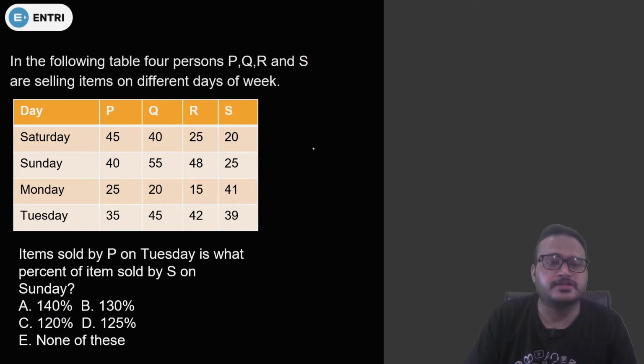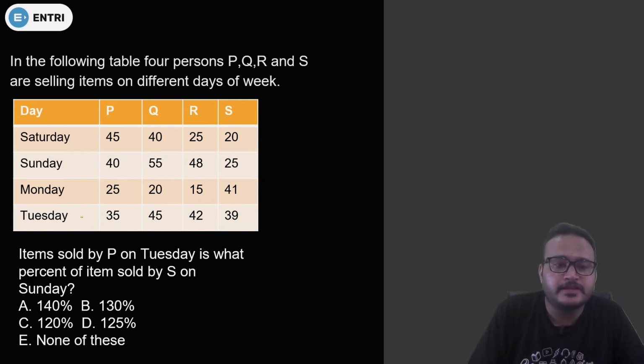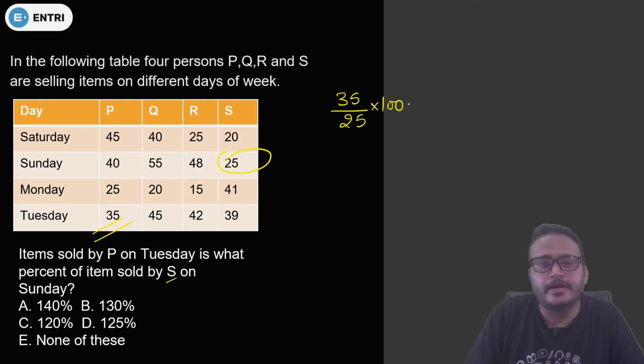So this is the next question. Items sold by P on Tuesday. How many items were sold by P on Tuesday? Obviously 35, we can easily see that here. So we just need to find 35 is how much percent of the items sold by S on Sunday. S on Sunday means 25. So 35 is how much percent of 25? Obviously we need to multiply by 100 in order to determine the value in percentage.